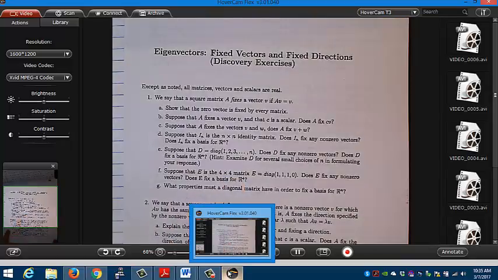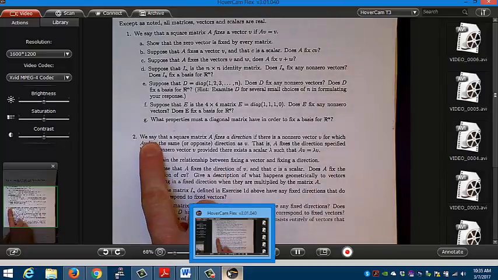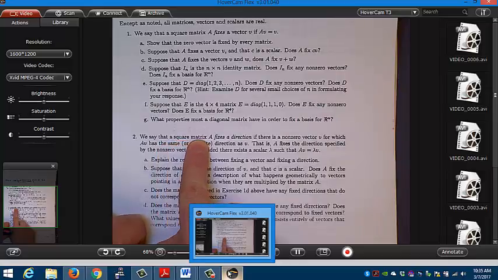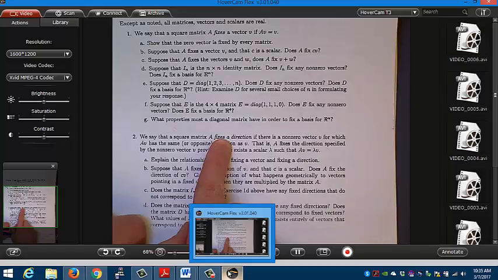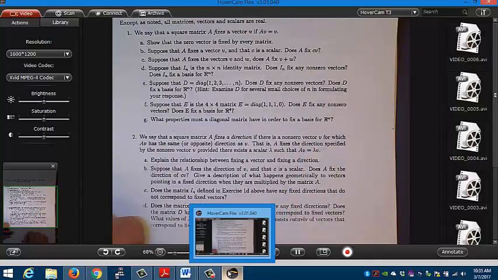Where I think you start learning some things is when you get to question 2. It says, we say a square matrix fixes a direction, although I gave that a German name for you guys. I said that's what you call an eigenvector. So if Av has the same or opposite direction, Av equals lambda v. And they ask you to explore a few things.